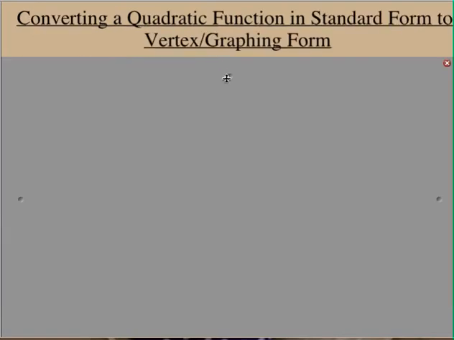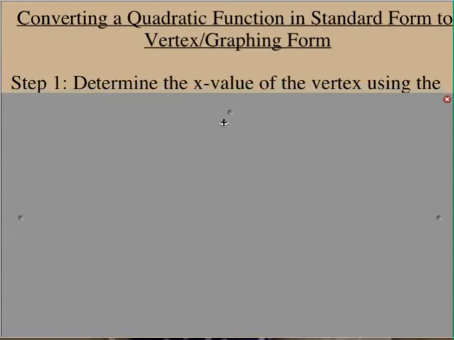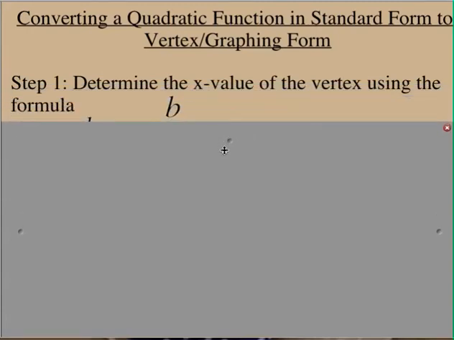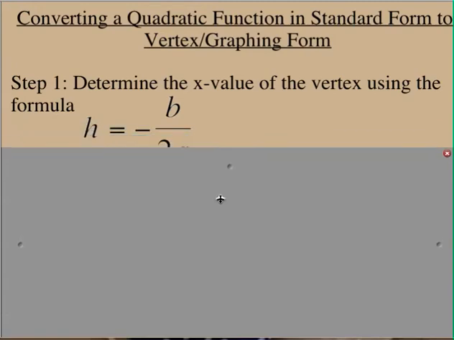Converting a quadratic function in standard form to graphing or vertex form. The first thing you want to do is determine the x value of the vertex using the formula h equals the opposite of b over 2a.